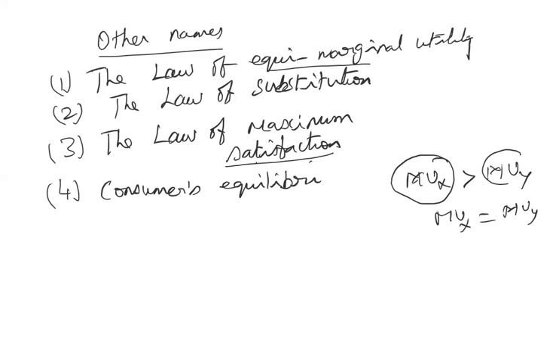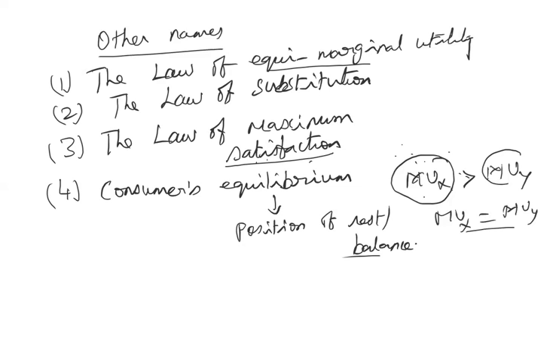So equilibrium, the meaning of equilibrium, is a position of rest, or you can say a position of balance. When the consumer distributes his money income properly, he will attain maximum satisfaction and reach that balanced position. For example, as long as commodity X is giving him more satisfaction, he keeps on incurring more expenditure on commodity X.